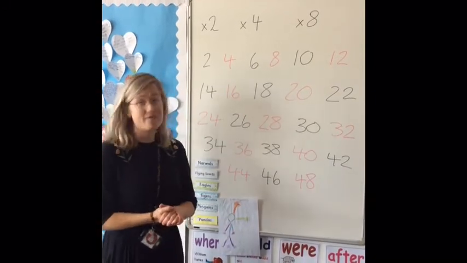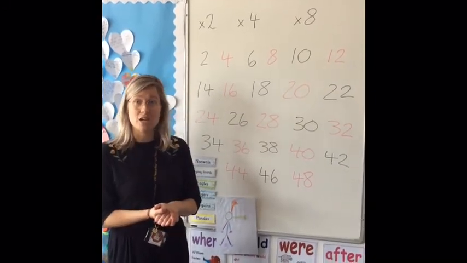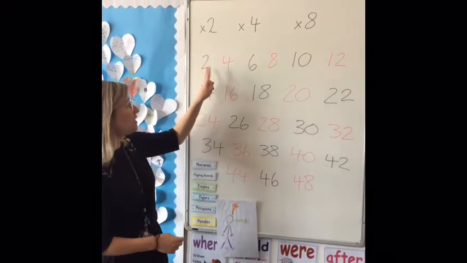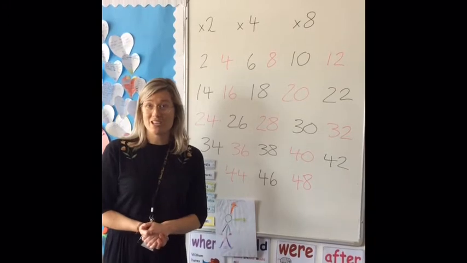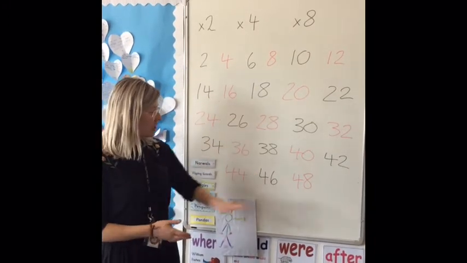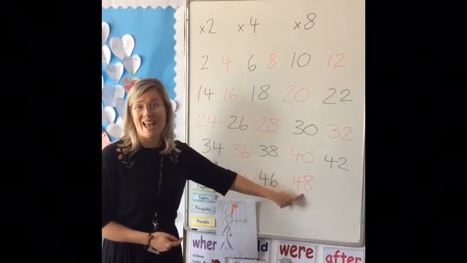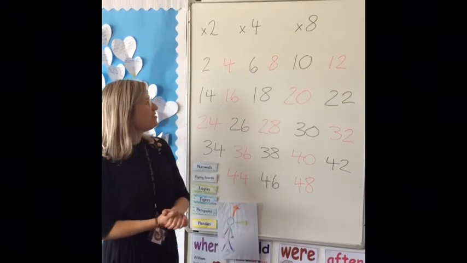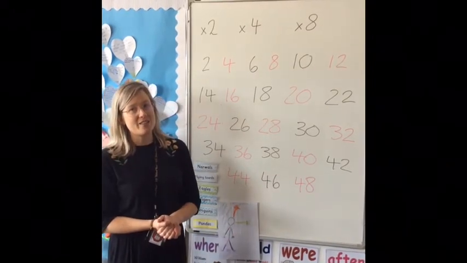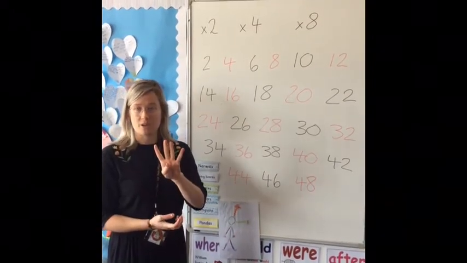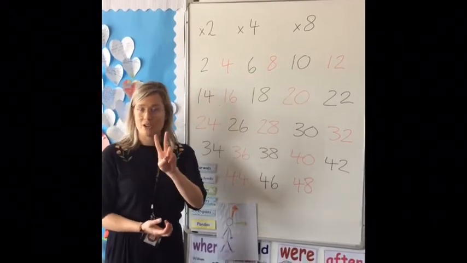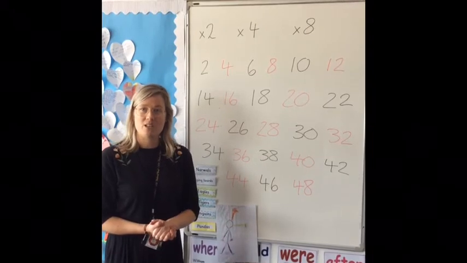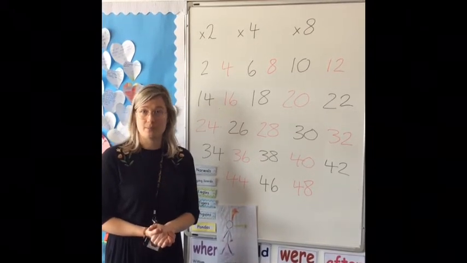Okay, Year 3, the first thing I have done is I have counted up in my 2s and changed colour every other number. So you might want to pause the video here and copy Mrs. Cashin. I have gone up to number 48. Have you noticed that every other number is our 4 times table and every single number is in the 2 times table? So this helps us with our 2s and 4 times table.